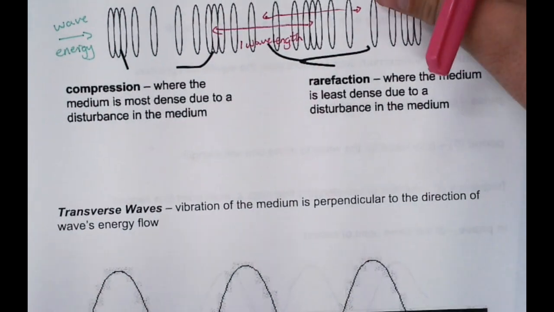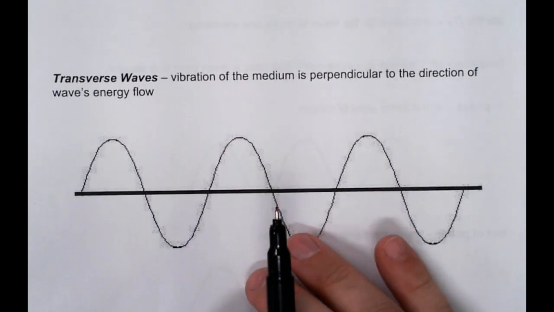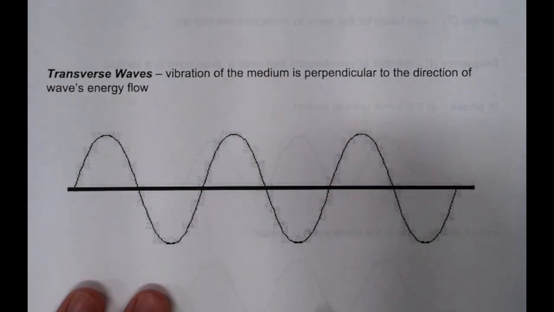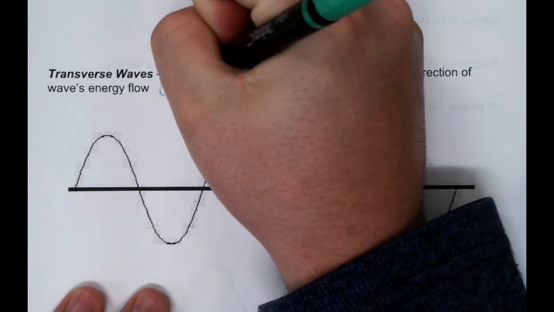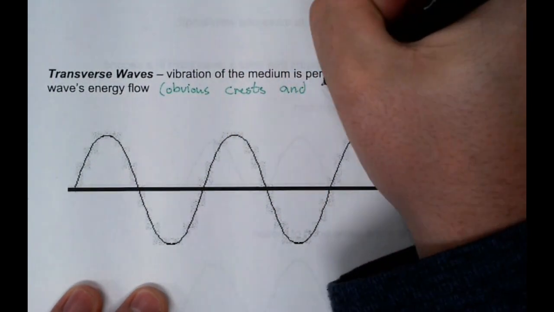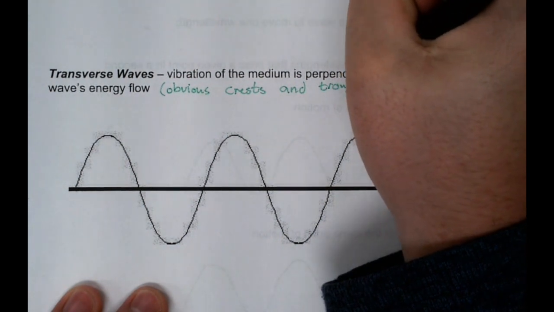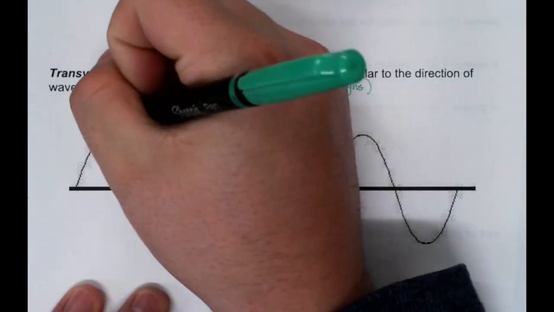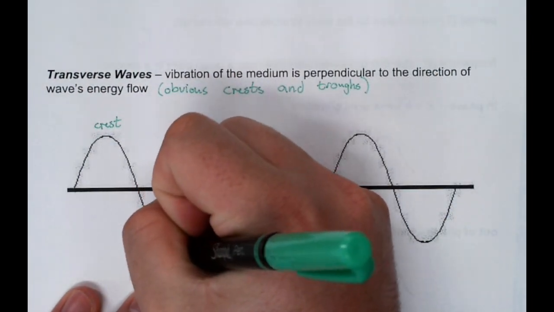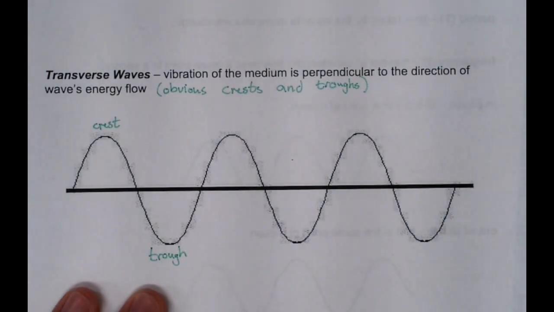The other type of wave is a little more common to what you might be thinking of as a wave. This is a transverse wave. Transverse waves are where the vibration of the medium is perpendicular to the direction of the energy. So in this one, you're going to have obvious crests and troughs. Remember, a crest is when you get to the top of the wave, and as it comes back down to the bottom, we call that the trough. This is how we see waves move in water.